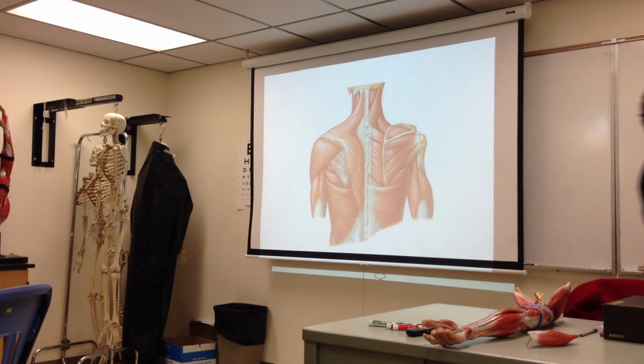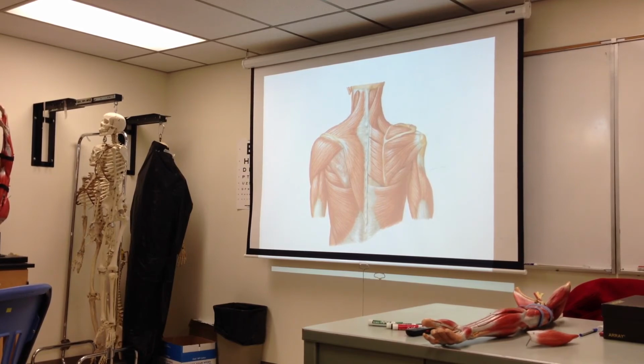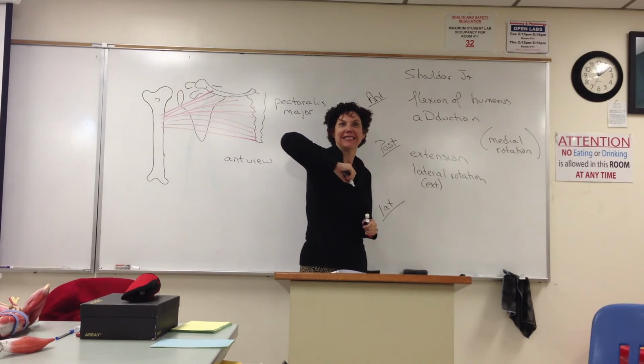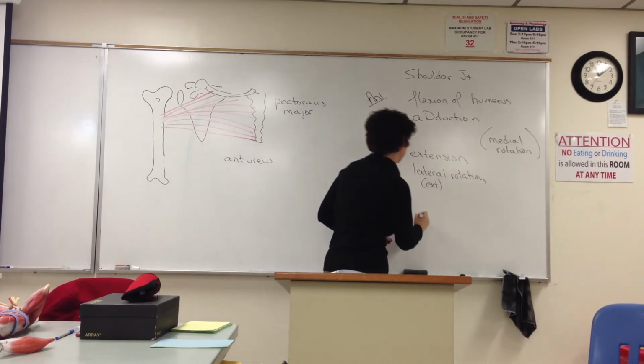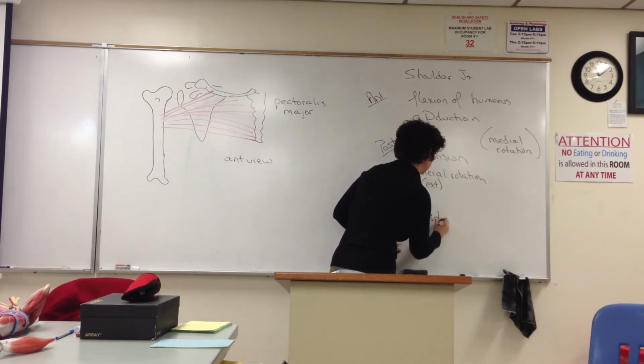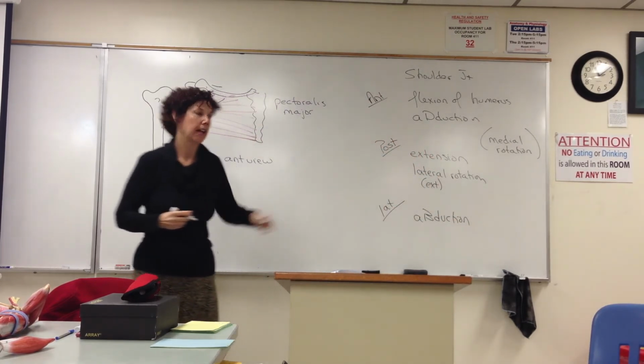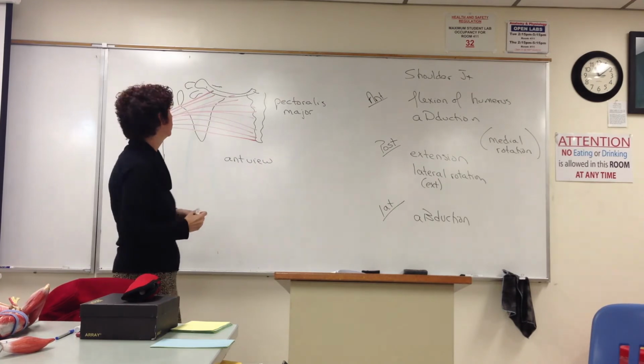And then the lateral: if the muscle crosses the joint laterally, what do we call that movement? Away from the midline? Abduction. The muscle crosses the joint on the lateral aspect.